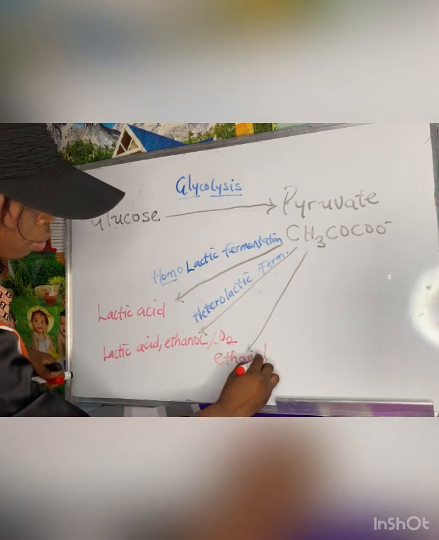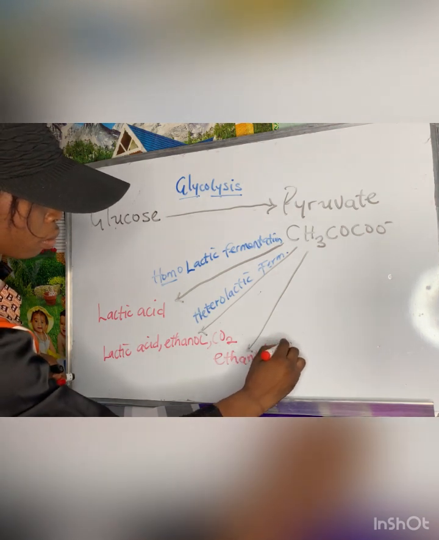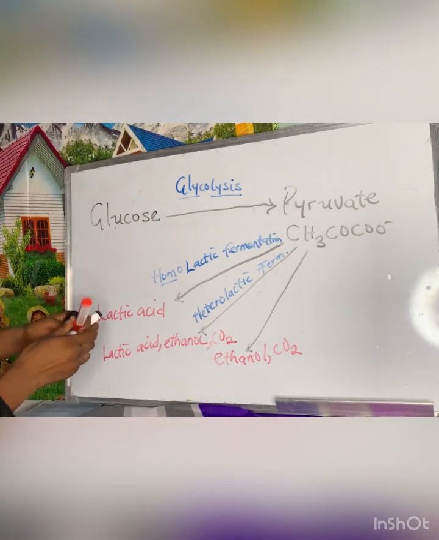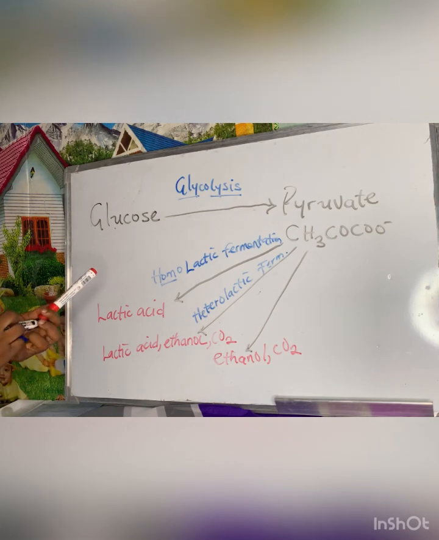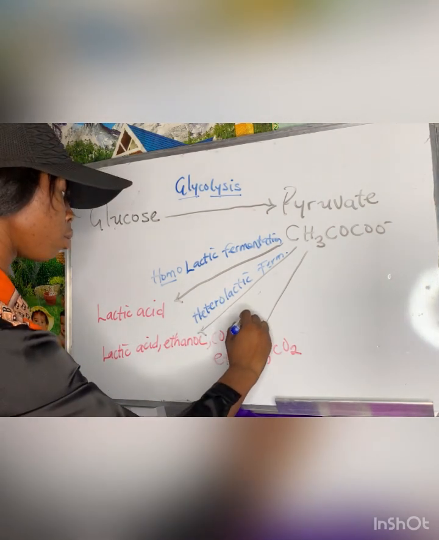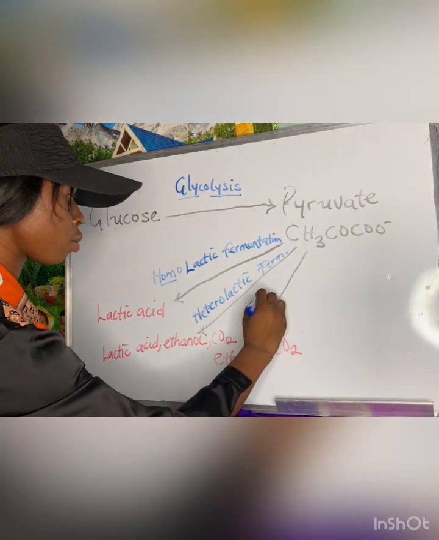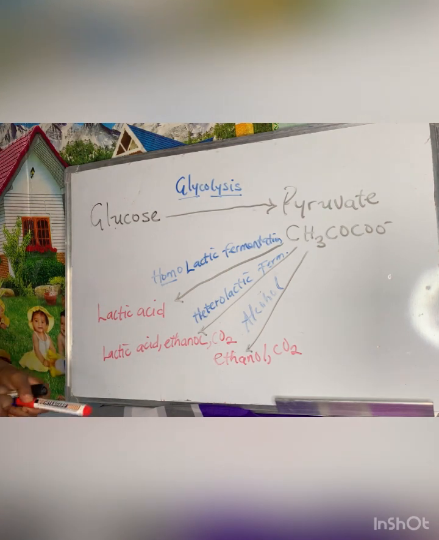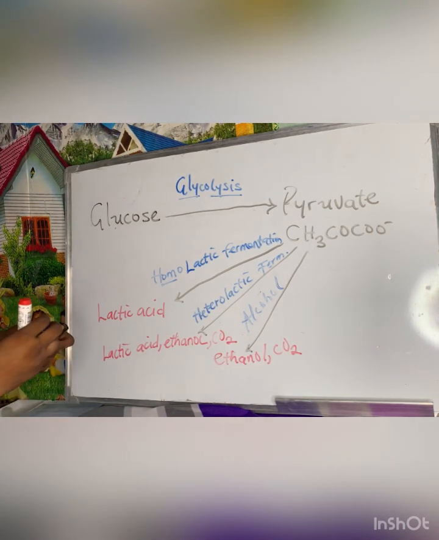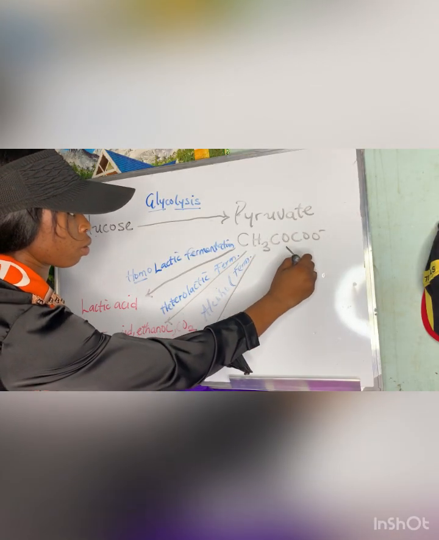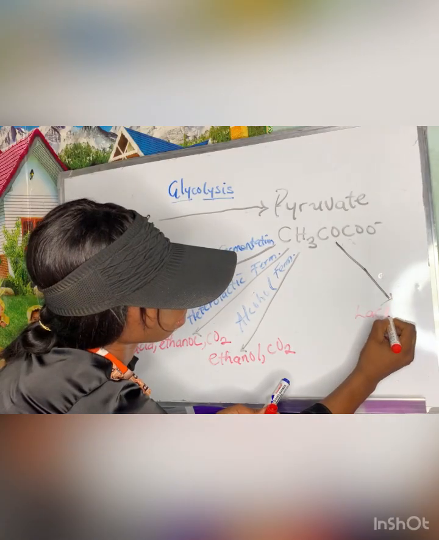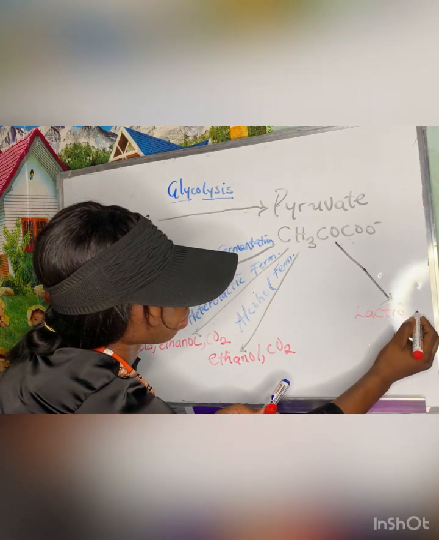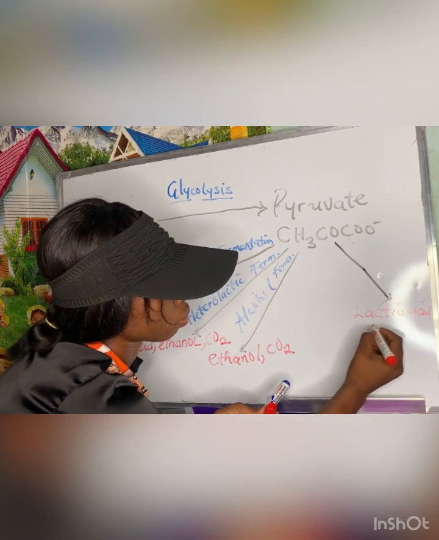Now again, pyruvate can be used in the synthesis of only ethanol and CO2, and the process is called alcohol fermentation. This occurs in yeast. Alcohol fermentation occurs in yeast. It's also used in making bread, and even wine and beer.